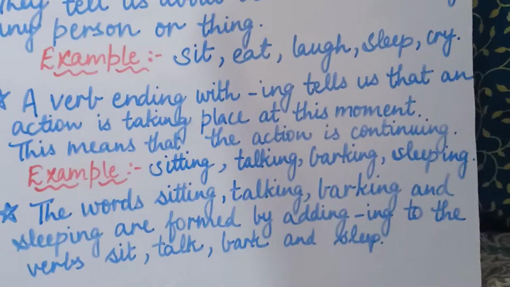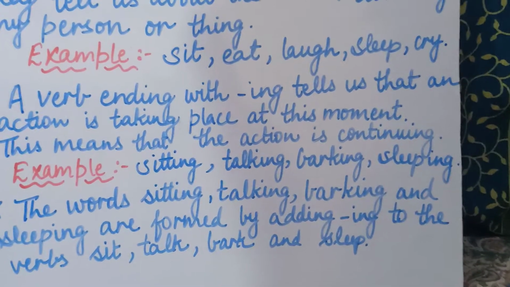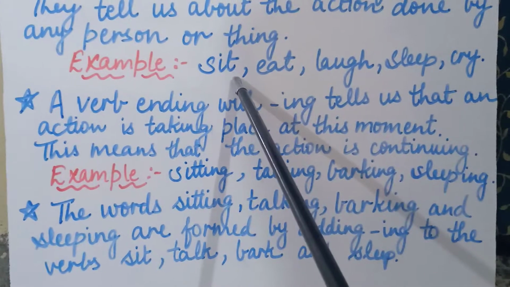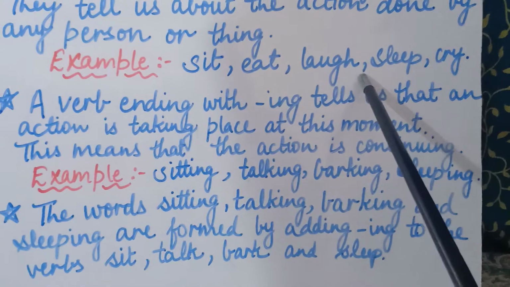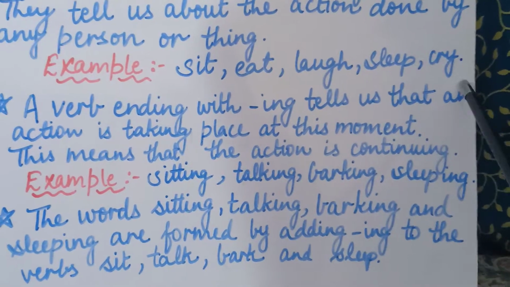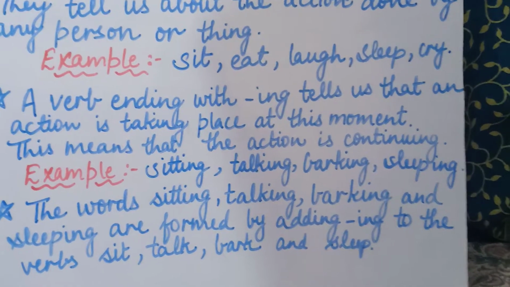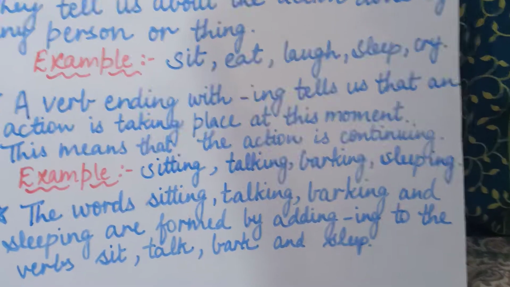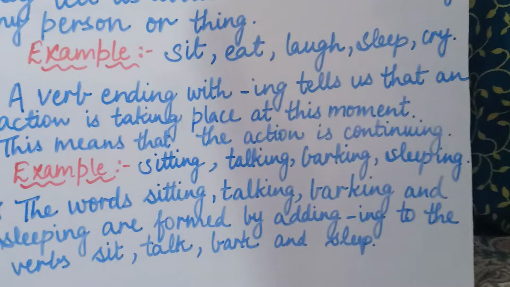That जो भी verbs अगर उनकी ending ing से होती है, like sit की ending अगर sitting से होती है, eat की ending eating से, laugh will become laughing, sleep will become sleeping, and cry will become crying. So ing वाला जो word होगा उससे हमें क्या पता चलेगा? That the action is taking place at this moment. इस moment पे presently ये action हो रहा है.